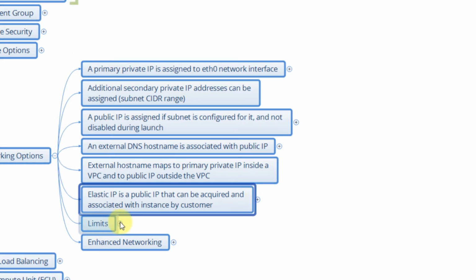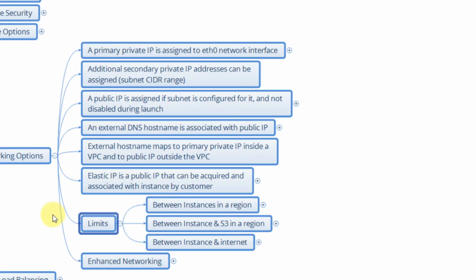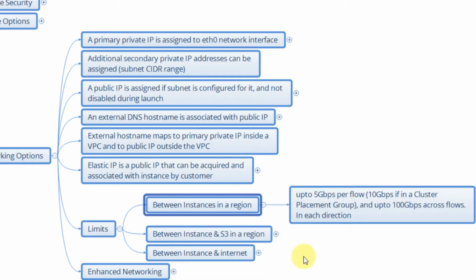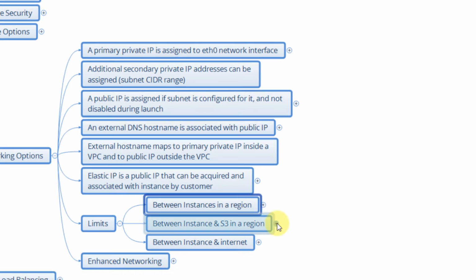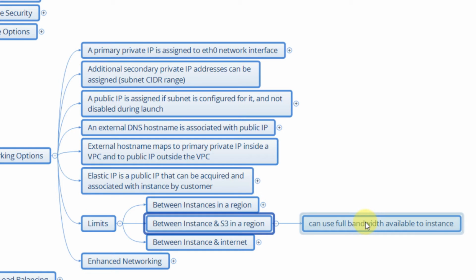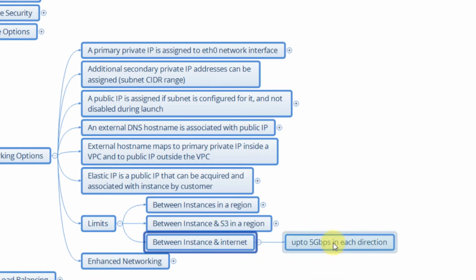Now let's look at some limits associated with networking between EC2 instances and other components. Between instances within a region, you can get up to 5 gigabits per second per connection. It's 10 Gbps for instances in a cluster placement group. Across different connections, it can be as much as 100 gigabits per second in each direction. Between an instance and S3, you can utilize the complete bandwidth available to the instance. And between an EC2 instance and the internet, it's up to 5 gigabits per second in each direction.